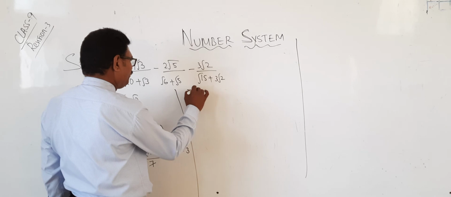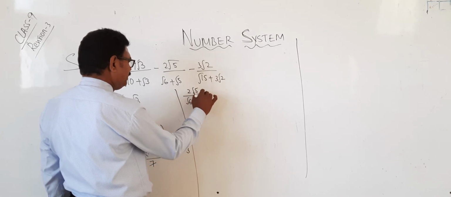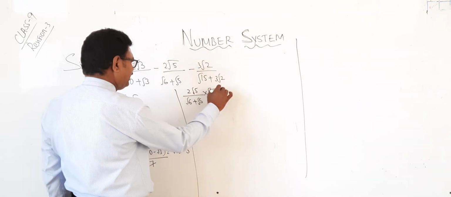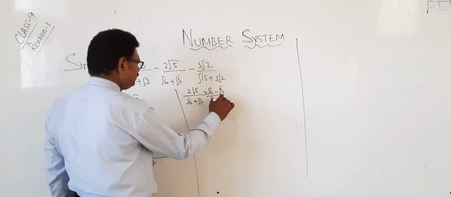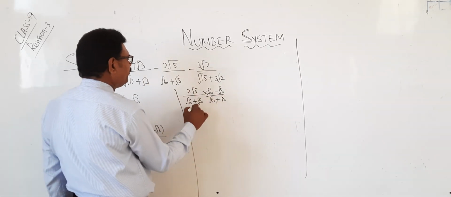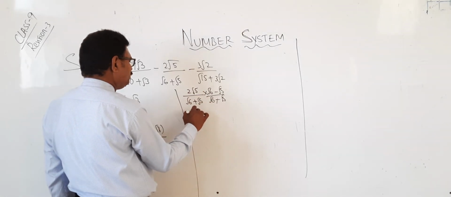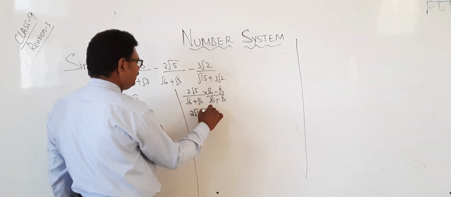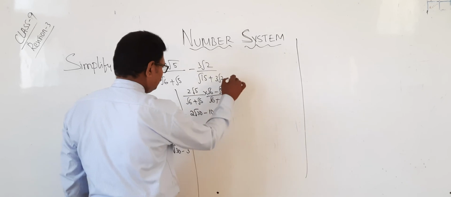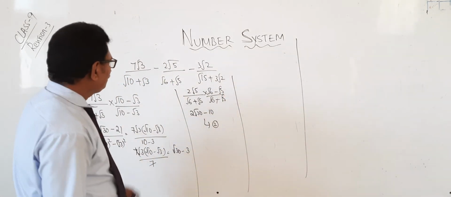2 root 5 divided by root 6 plus root 5 into root 6 minus root 5 divided by root 6 minus root 5. Now very simple. We will take like this only. 2 into root 30 minus 2 5 is 10 over. This is second one.